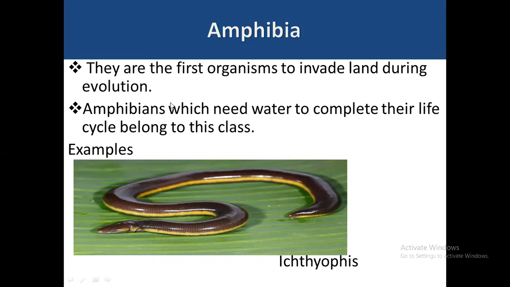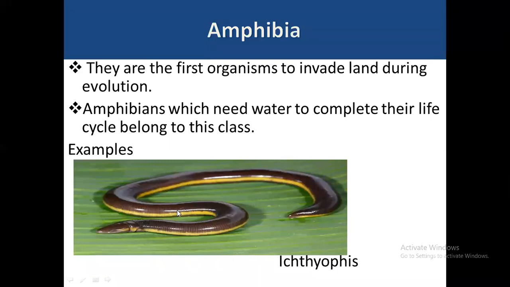It means we, us, also belong to the group of mammals. They are the first organism to invade land during evolution. Amphibians, which need water to complete their life cycle, belong to this class.